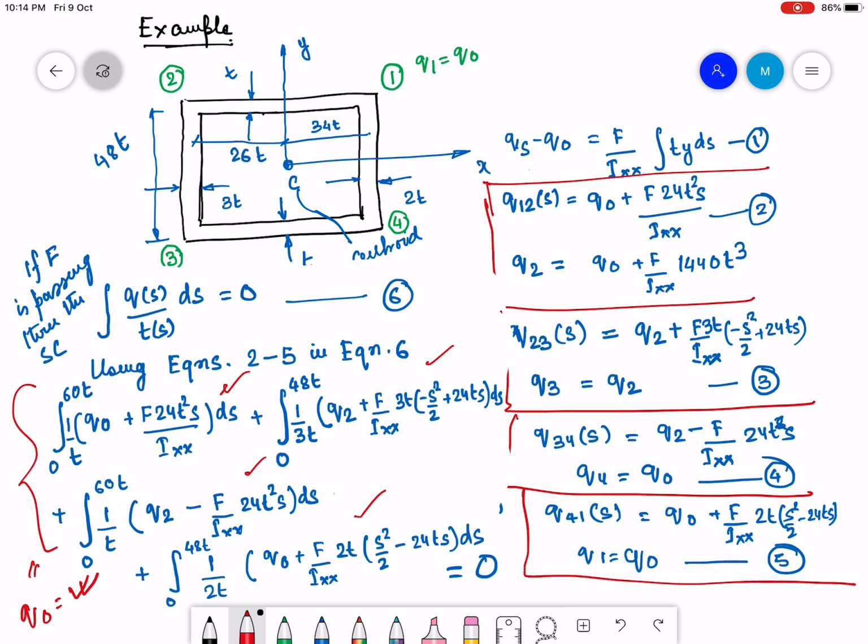Okay, so with this I will end this lecture. In the next lecture we will see how to find out the shear center of a closed cross section thin wall beam. Thank you.